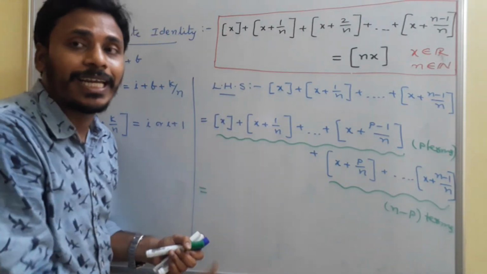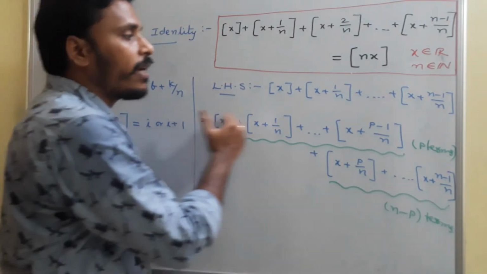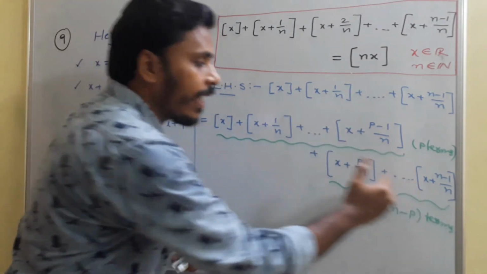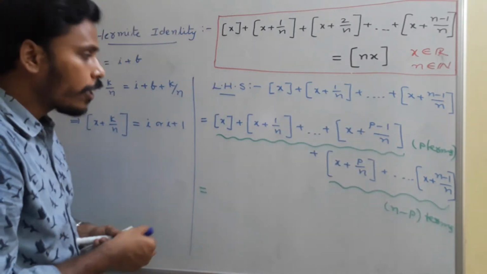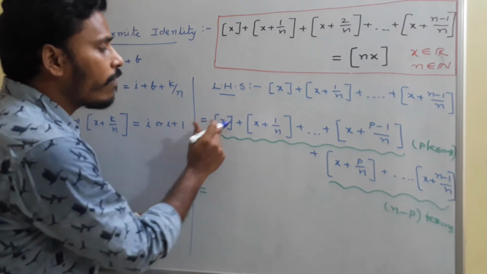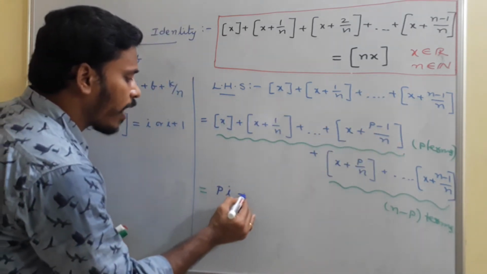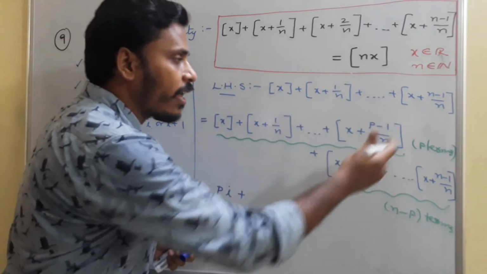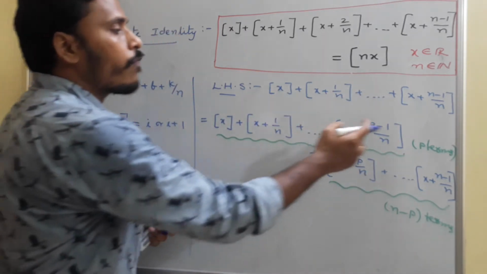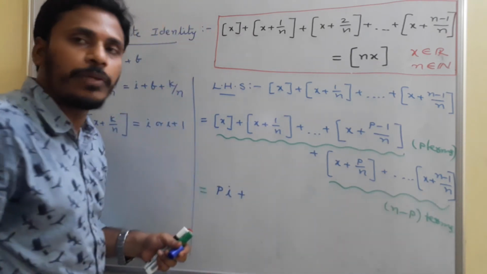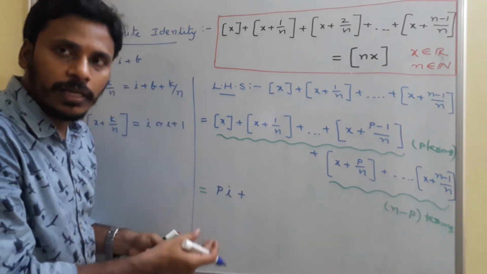So you just treat it like some p. For p terms it is i, and for the remaining n minus p terms it is i plus 1. If you treat it like that, every value is i for the p terms, so its total value is pi, because I need to add for p terms. And after these p terms, for the remaining n minus p terms, the value is i plus 1.